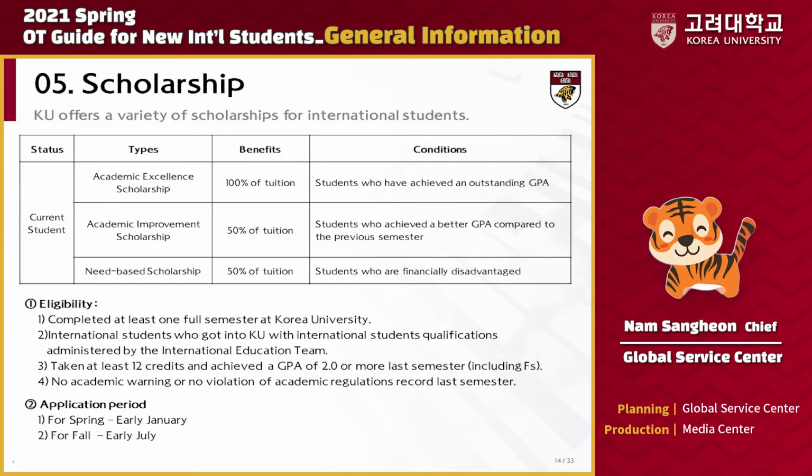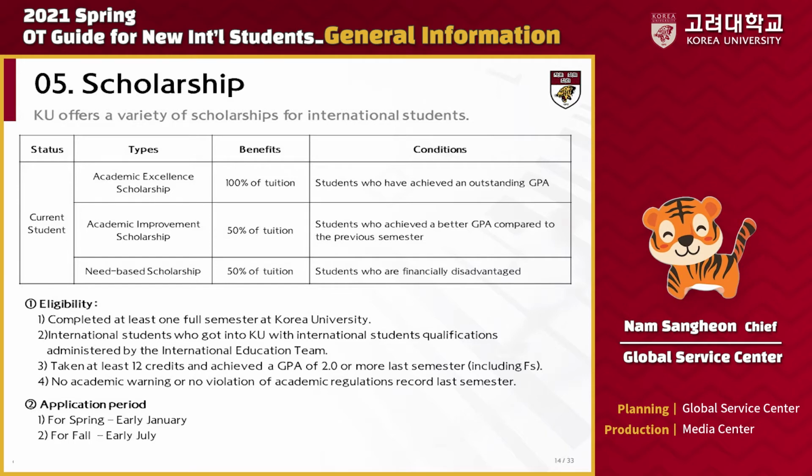There are different types of scholarships offered to Korea University's international students. Among them are the following 3 you can see on this slide: Academic Excellence Scholarship, Academic Improvement Scholarship, and Need-Based Scholarship. The list of eligibility requirements is shown right here.